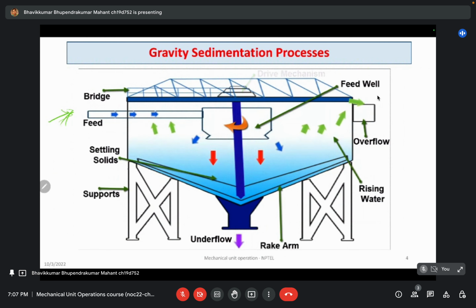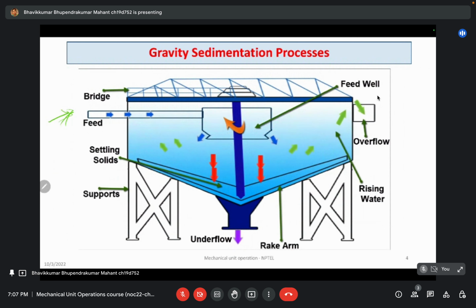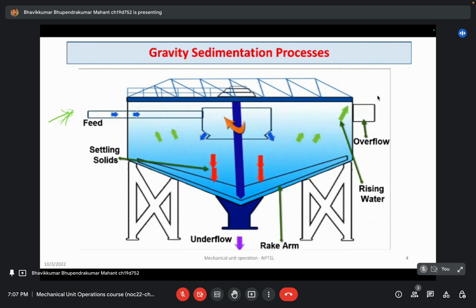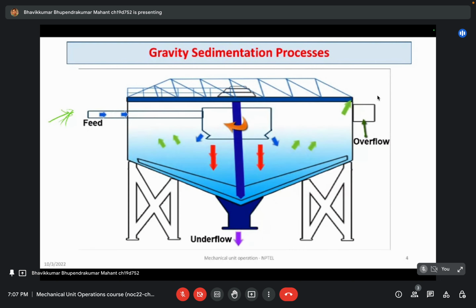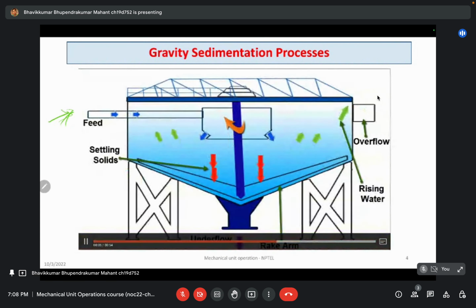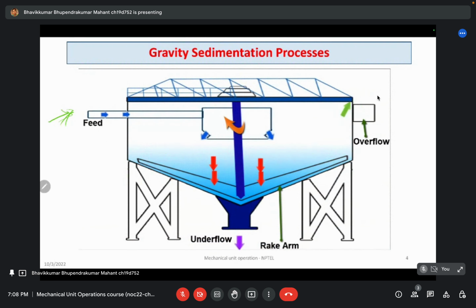Sometimes in the slurry, water is a very useful solvent in this kind of sedimentation process. Even if we are not using water in the slurry, we sometimes use water additionally. Here they are already using water, so water is coming into the overflow, and you can get clear water at the end. So it's a very simple process. We are using just gravity to settle it out. Okay, that's it.